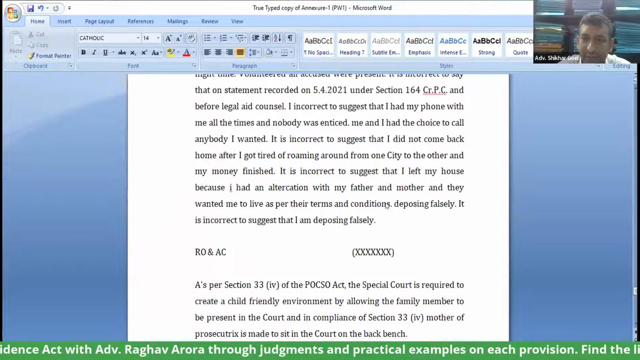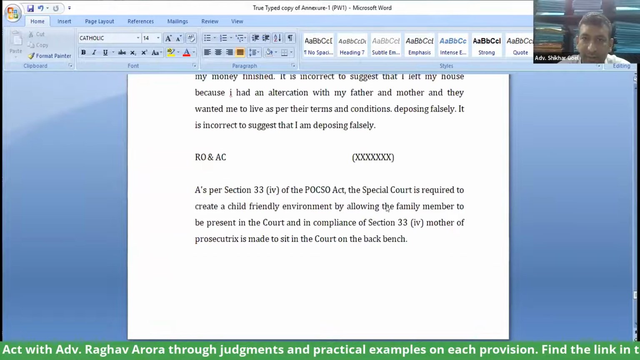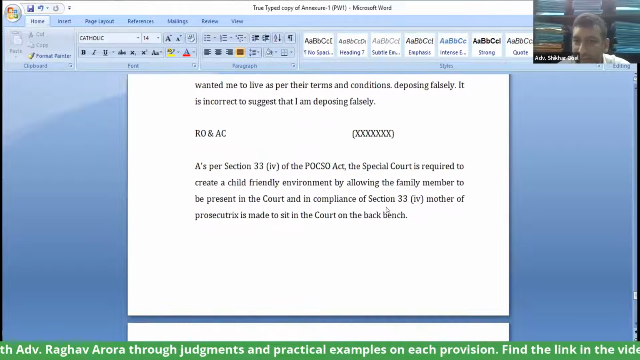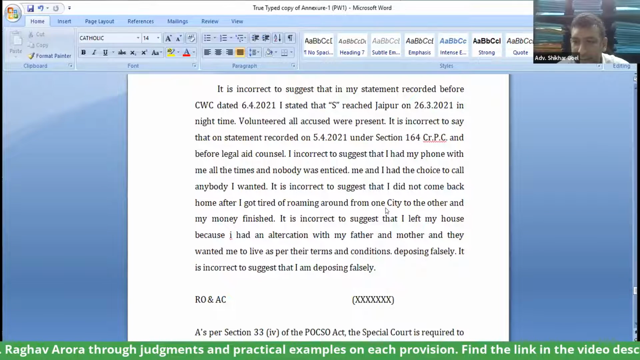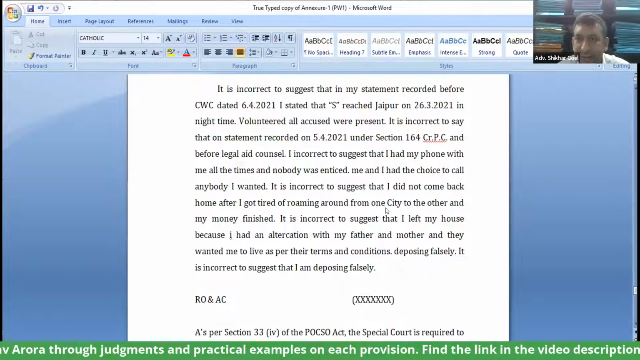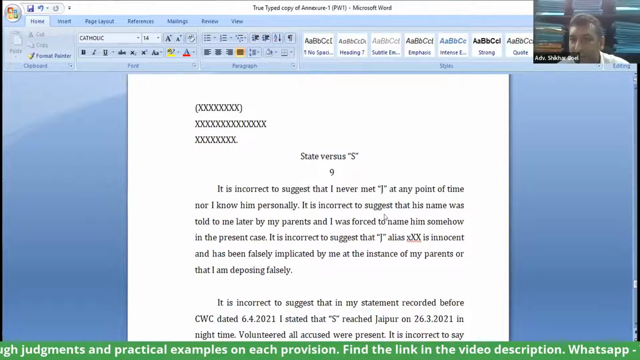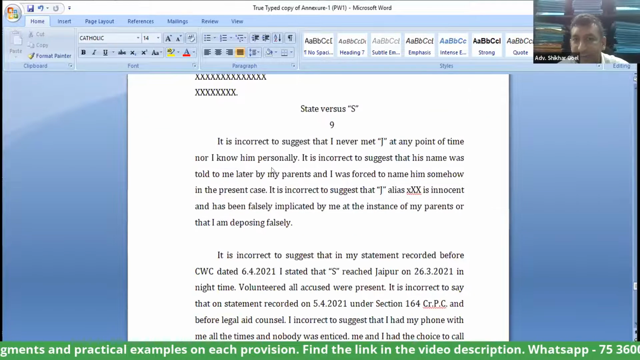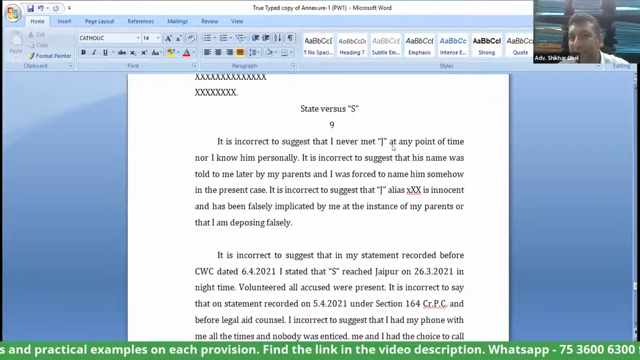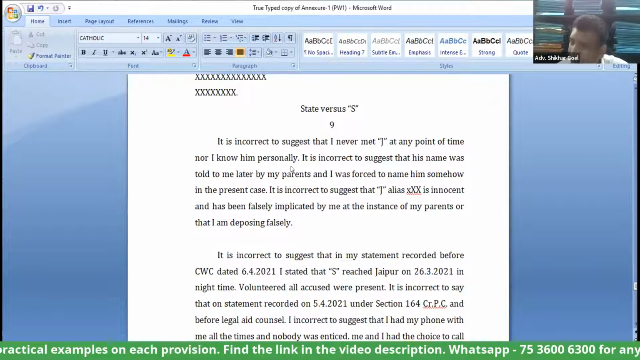So this is the way the cross examination is done. Acha, the last point I'll touch, I know it's getting late, the last point I'm going to touch is suggestions. जो suggestions होती हैं, आप यहाँ पे देखेंगे, it is incorrect to suggest that I never met Jay at any point of time nor I know him personally.